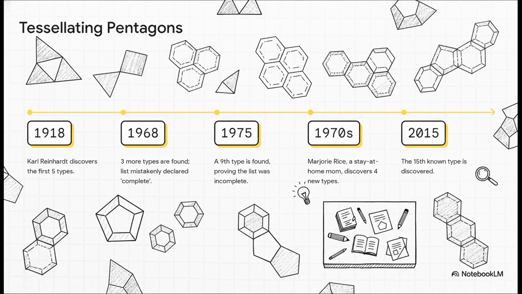The hunt for these tiling pentagons has this amazing history. After the first few types were found, the list was declared complete back in 1968. But then, people kept finding more. And get this, 4 of the new types were discovered in the 1970s, not by some famous professor, but by Marjorie Rice, a stay-at-home mom with a high school math education who just got curious and started exploring the problem on her kitchen table. It's just an incredible story that shows brilliant discoveries can come from anyone.